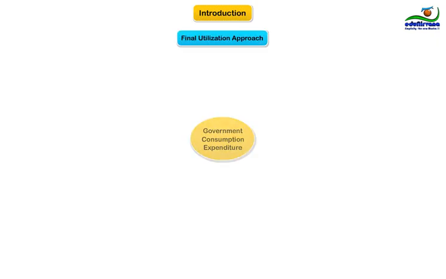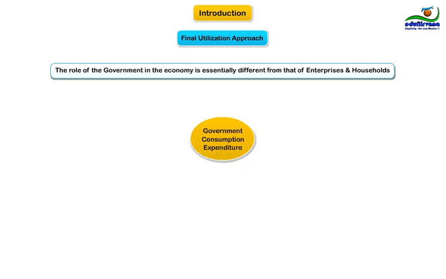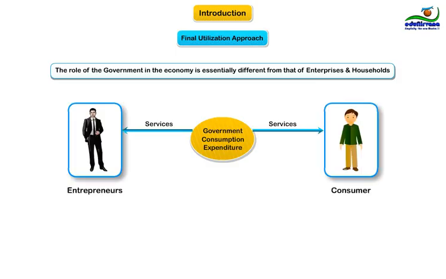The concept of government consumption expenditure has been debated by economists for a long time. The role of the government in the economy is essentially different from that of enterprises and households. To cite a few examples, the government offers services both to entrepreneurs and consumers, and in most cases it receives no payment for that, or even if it does receive payment, the same is likely to bear little or no relation to the value of the services to the user.